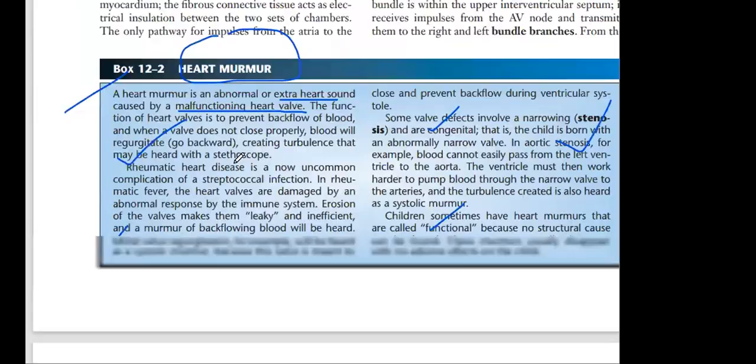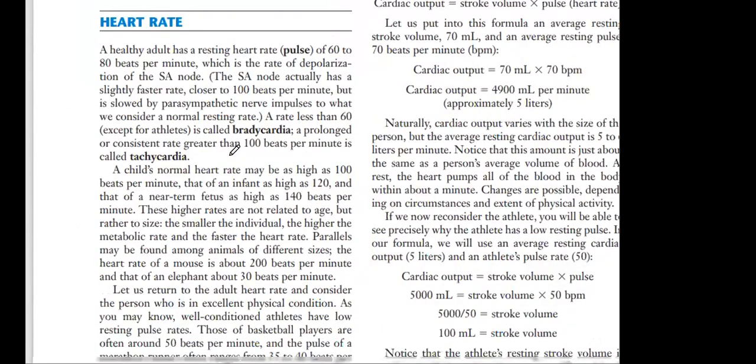The cardiac conduction pathway we will discuss tomorrow.